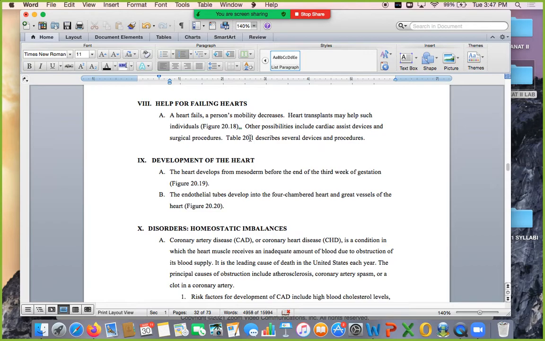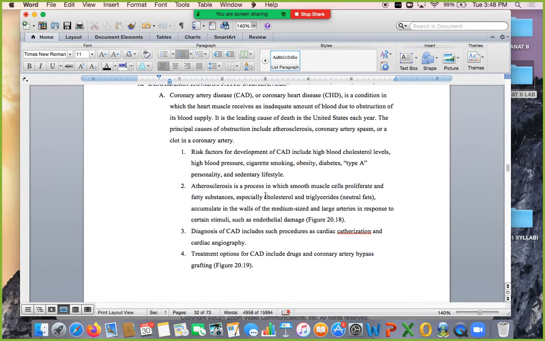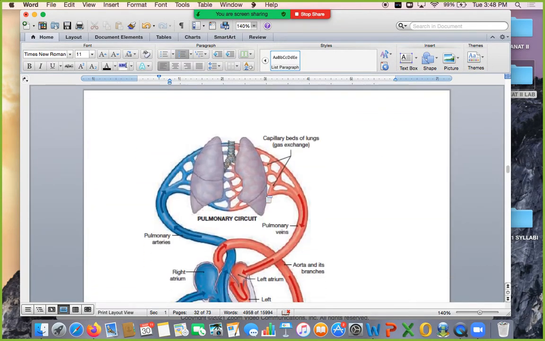Now, we talked about different types of help for failing hearts. We're not going to focus extensively on that, I don't believe, for this lecture or for the lab exam. But basically, with the different versions of help for failing hearts, we can replace the entire heart, or we can replace portions of it, or we can reroute our own muscles around the heart and then induce those muscles to contract. So we're pushing the heart in what is now a beat controlled by a pacemaker that's installed in our chest muscles. And again, I'm not going to talk about development or very many disorders.